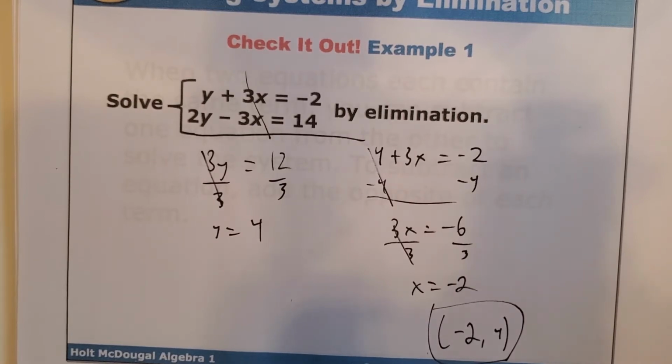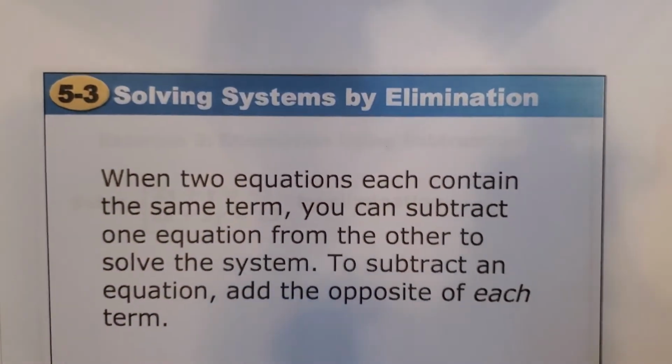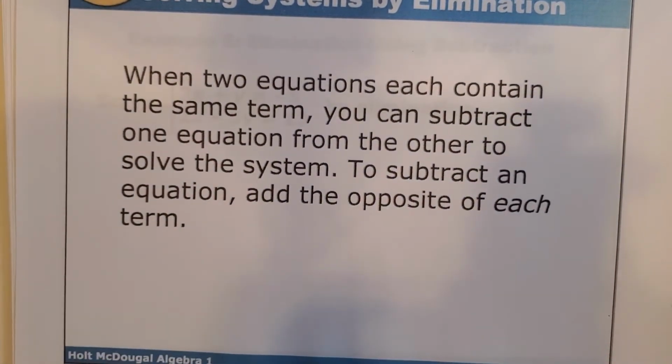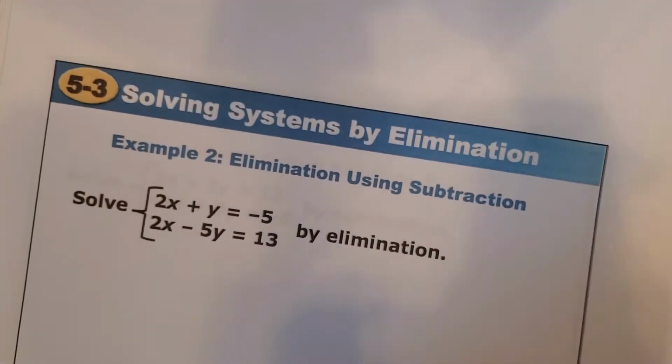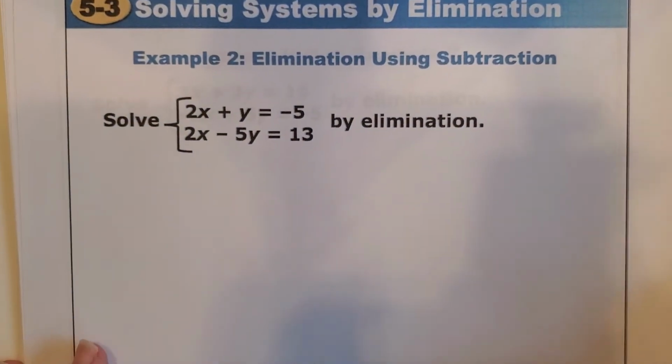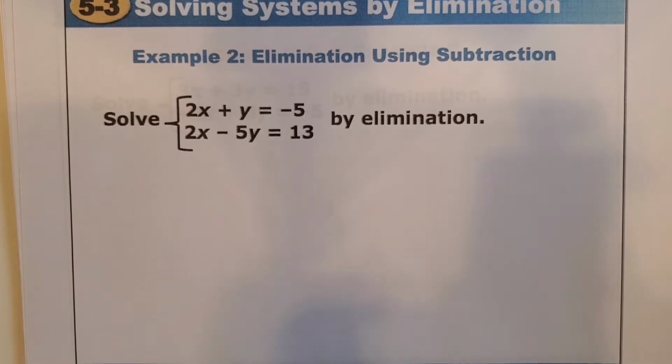All right, so that's the basics. Slightly more complicated is, well, if they have the same coefficient but the same sign, they are saying you can subtract one equation from the other. To subtract an equation, add the opposite of each term. So that's definitely one way you can reason with it. Another way I reason with it is multiplying either equation by negative 1. It's the exact same thing as subtracting.